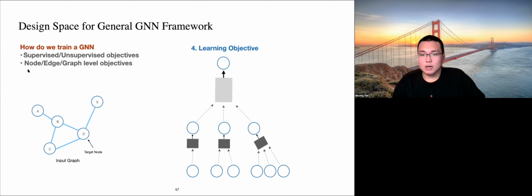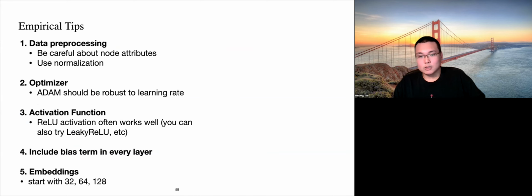So yeah, now we have talked about how we train a GNN for supervised and unsupervised objectives and node, edge, and graph level objectives. Here are some general empirical tips for training. At the data pre-processing step, I will say be careful about the node attributes. For example, a probability ranges from 0 to 1, but sometimes the input can have a much larger range, say -100 to 100. So be sure to always use normalization at the data pre-processing step.